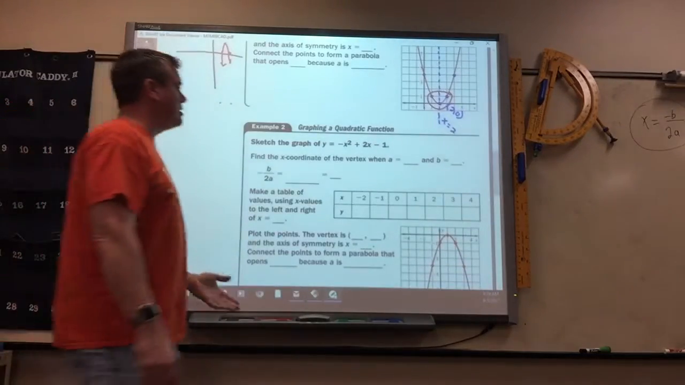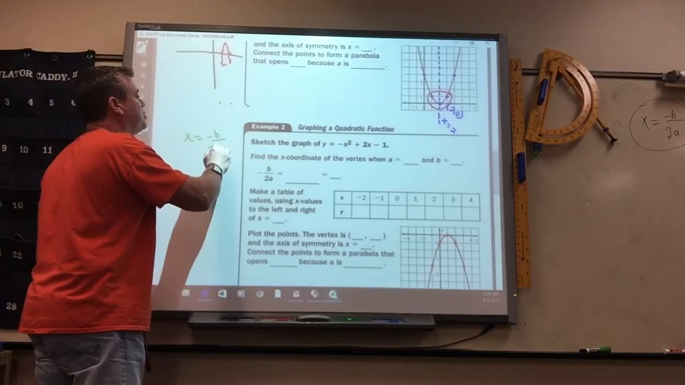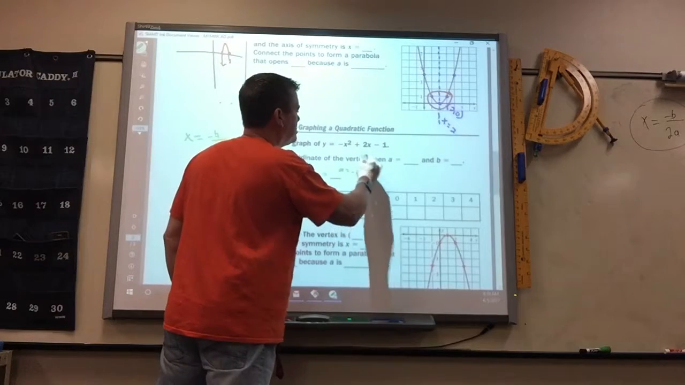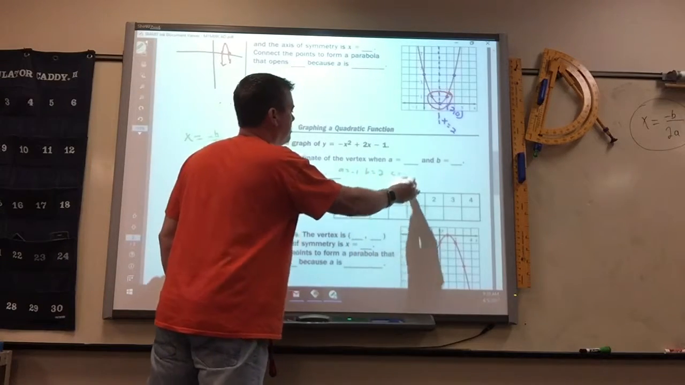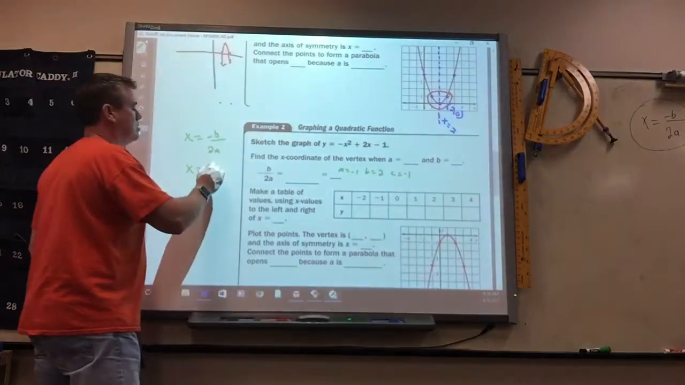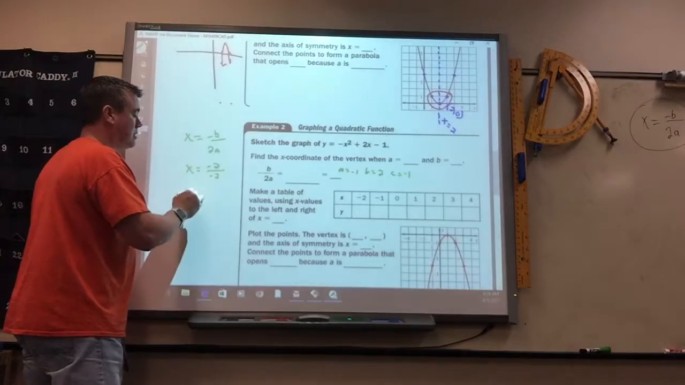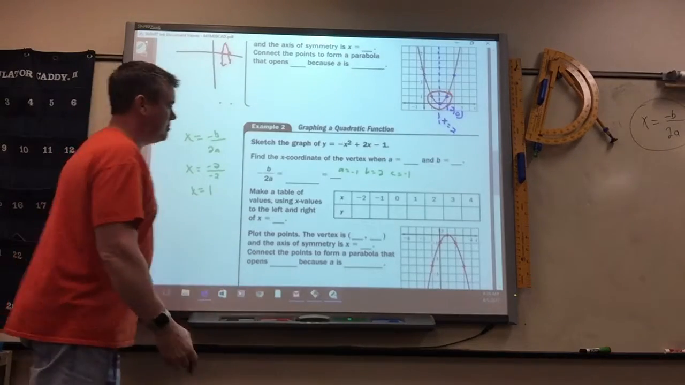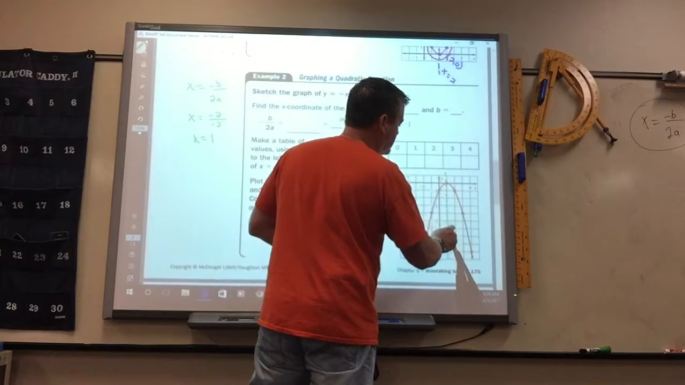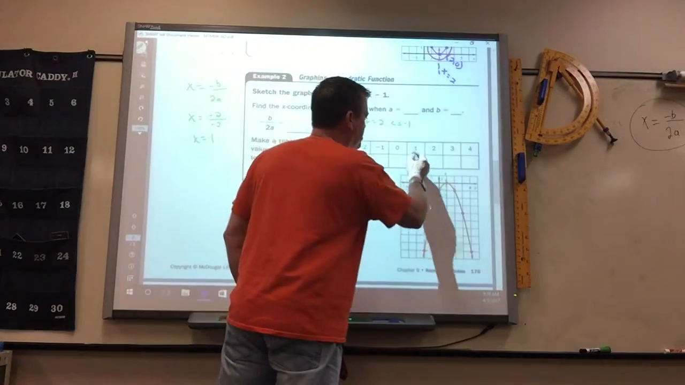Okay, so the main thing is you got to remember to start off with negative b over 2a. A is negative 1, b is 2, c is negative 1. So negative 2 over 2 times negative 1 is negative 2 over negative 2. That makes 1. So the axis of symmetry is at x equals 1. So that's the first point you put in.